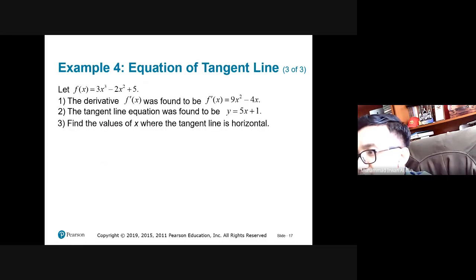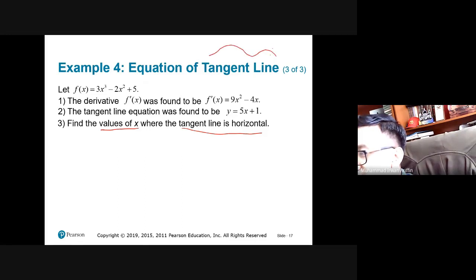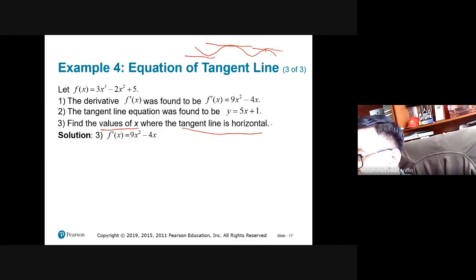So how do we find the values of x where the tangent line is horizontal? What is a horizontal tangent line? This is a horizontal line. If we have our curve, something like that, a horizontal tangent line would be a horizontal line, maybe here and here. So what is the slope of a horizontal tangent line? The slope is 0.